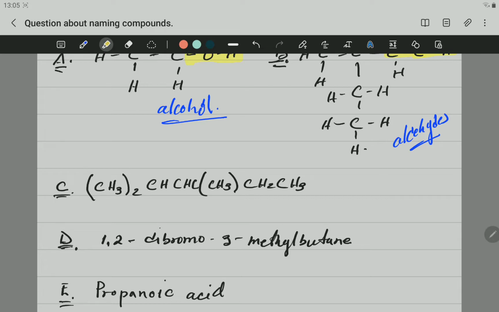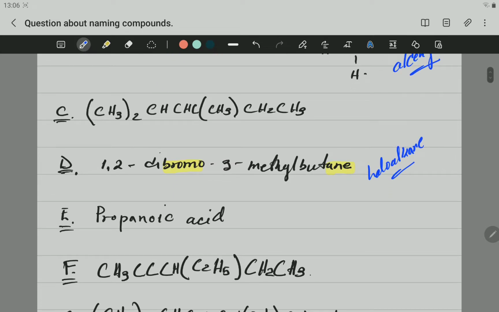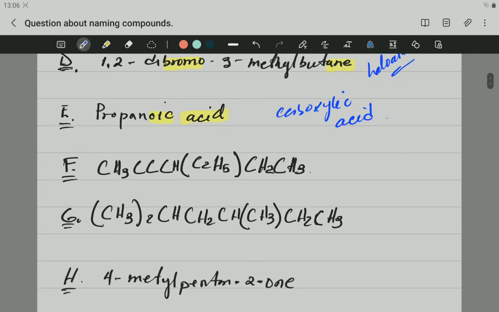But compound D, you can see it finishing in ane, and you can see halogens here, so this one is a haloalkane. You go to compound E, and you can see that it finishes in oic acid, so it is a carboxylic acid. Compound F, like compound C, we're going to wait a little bit. Compound G, we're going to do the same. Compound H finishes in one, and therefore is a ketone. Let's fix that word and write it properly.